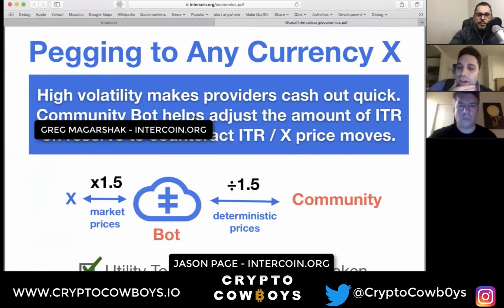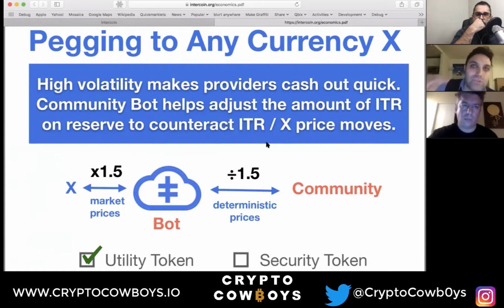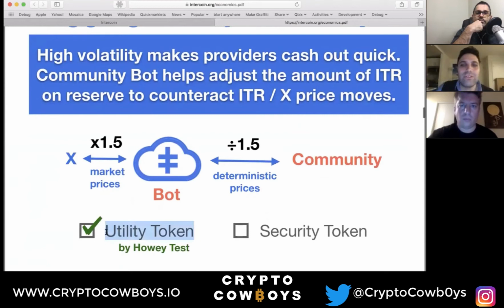Right. I'm just going to say that by capping the upside, you can, however, take money off the table. When Intercoin goes up and the community is pegged to it, well, then the community currency will go up. But that would attract speculators, right? If you want to keep speculators out, you want to have true utility tokens. Why would you want that? Well, maybe because you don't want to be governed by security token laws, you know?